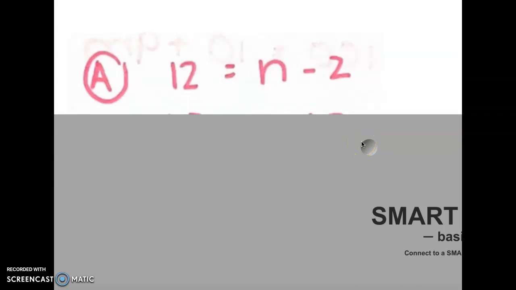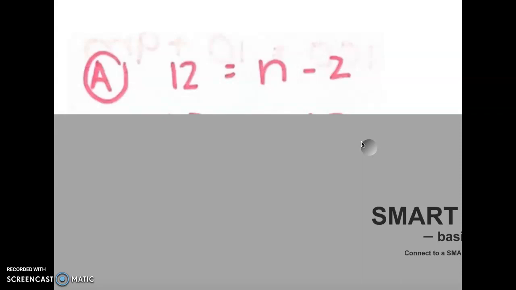All right, here we're going to go over the problems that were in Solving Equations Exit Ticket 1 and give you a chance to earn back some missed points if you did not achieve mastery on that assignment. And mastery would be an 80%. So here, question A said 12 equals n minus 2.